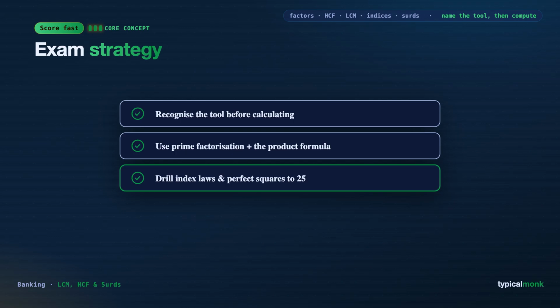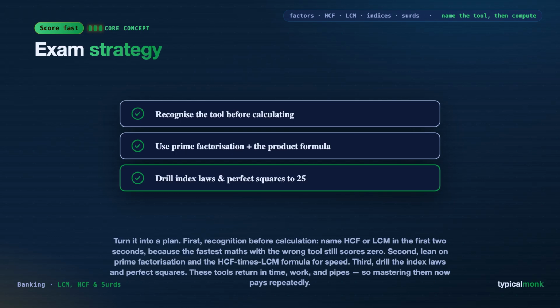And remember, these tools return later in time and work, in pipes and cisterns, so mastering them now pays repeatedly. So the takeaway? Recognize the tool before you calculate, use prime factorization and the product formula for speed, and drill the index laws, the power 0 and negative index facts, and the perfect squares. And these fundamentals will earn you fast, reliable marks now and throughout quant.